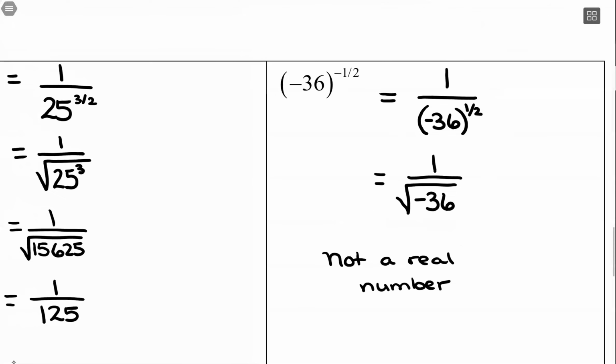So with these, just be careful with what the negative symbols are doing. If the negative is attached to the base, then just keep in mind that we can't take an even root of that base value. But the negative number in the exponent is just telling you where to move, from numerator to denominator.